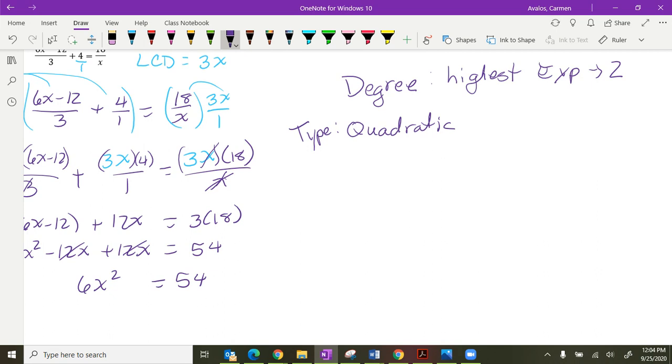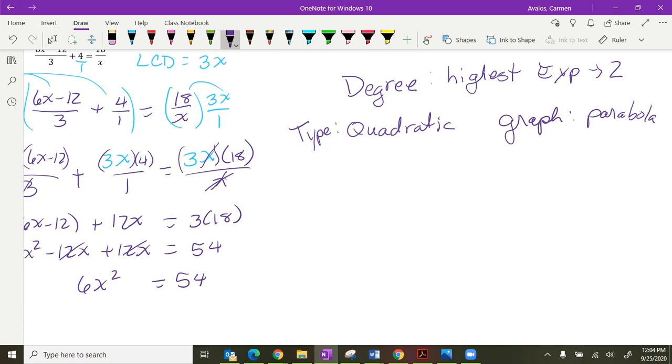It's a quadratic, and when I graph it, it's going to be a parabola. Notice the difference: the graph's name is a parabola, the type of function is a quadratic, and the degree is 2. And this is the equation down here of that.